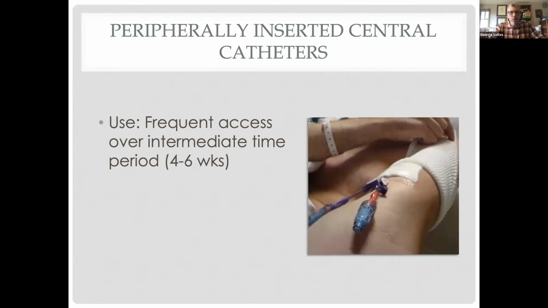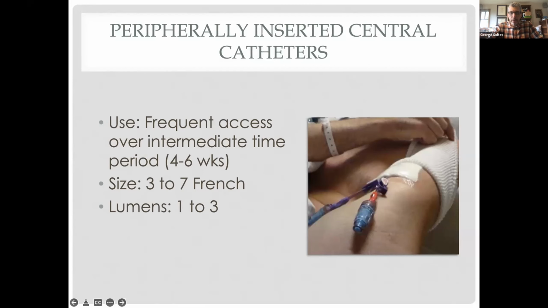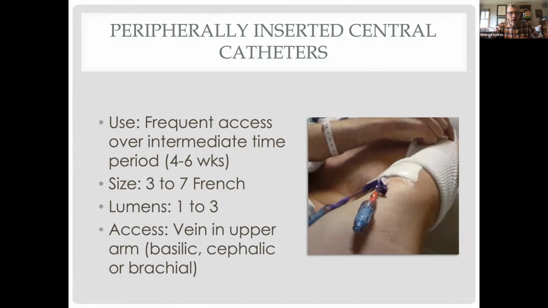So PICs are used for frequent accesses over an intermediate period of time. So usually shorter duration than tunneled catheters, more in the 4 to 6 week range, with a typical scenario being someone that needs 6 weeks of IV antibiotics, say for osteo or something like that. They're much smaller because they're going in smaller veins, 3 to 7 French, usually 5 or 6 French. And they can have anywhere from 1 to 3 lumens, usually most often 2, like we show here. And you access a vein in the upper arm, which are namely the basilic, cephalic, and brachial veins. Some are better than others, which we'll get into.